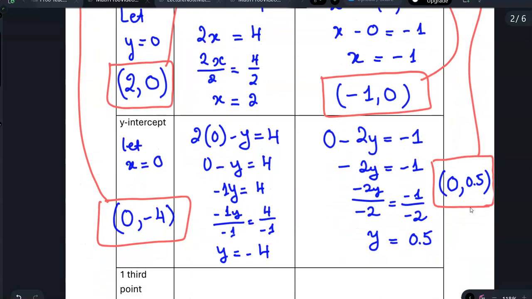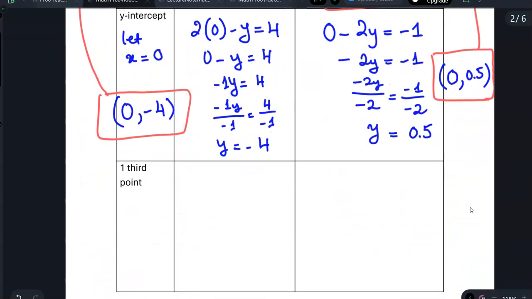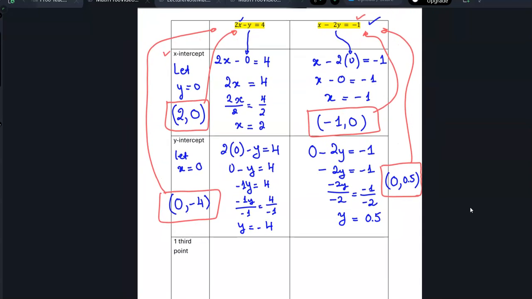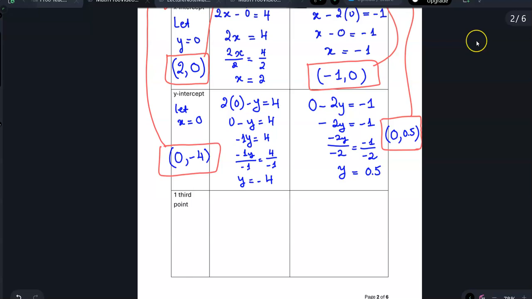Okay, now the test point, the third point, is very important. So don't just take these two points and sketch it, but you have to find a third point. For the third point, you can pick any value for x. Let me lower this so everyone can see the graph that we are working with. The easiest point you may want to pick is 1. You don't want to pick 0 because you already picked 0. So let x equal 1 to see what happens.